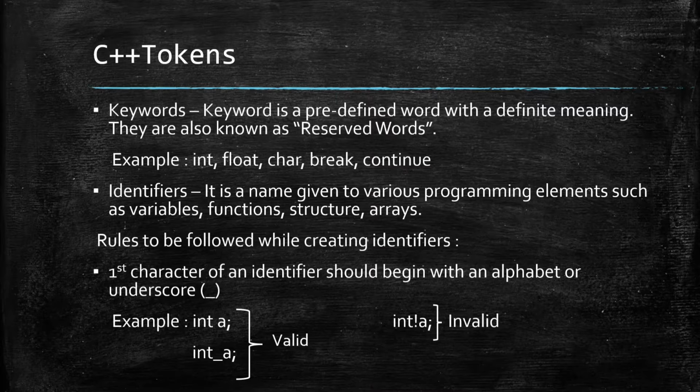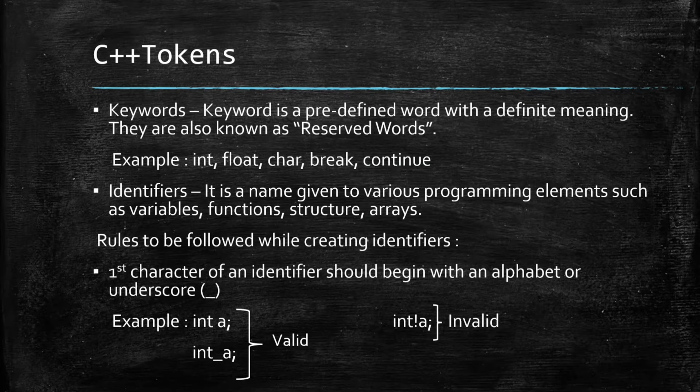So int, we know what int is, right? It is a data type. It accepts only whole numbers, right? It does not accept any value other than whole numbers or integers. Fine, so here let's use int a. Here a is the variable and it is the name given to the variable. So that is an identifier here. We have certain rules to be followed while creating identifiers.